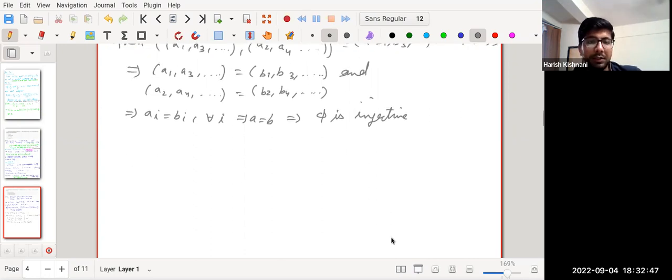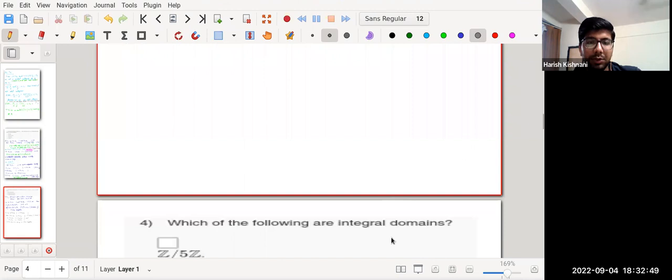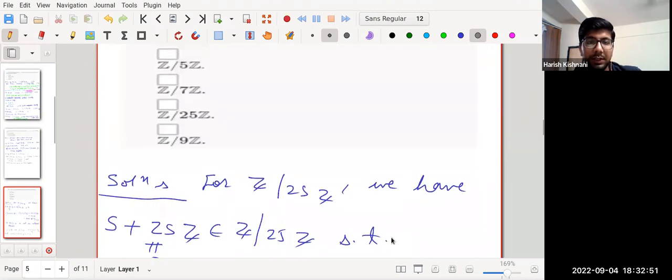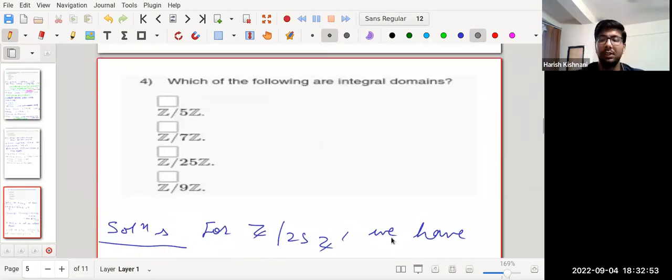Now let's move to the next question. This question says: which of the following are integral domains? First is Z modulo 5Z, second is Z modulo 7Z, third one is Z modulo 25Z, and fourth is Z modulo 9Z.